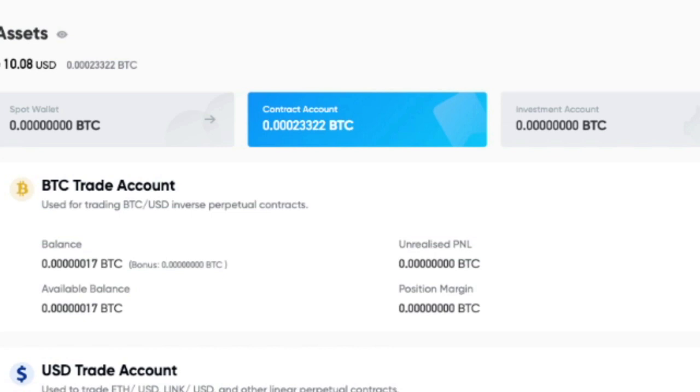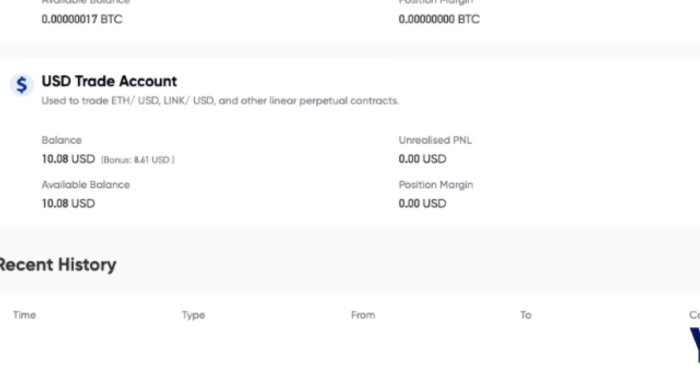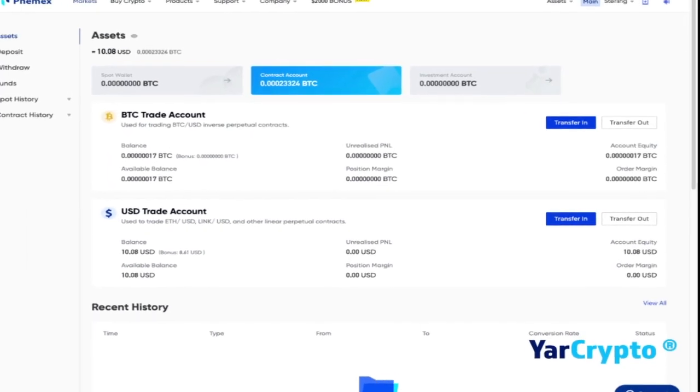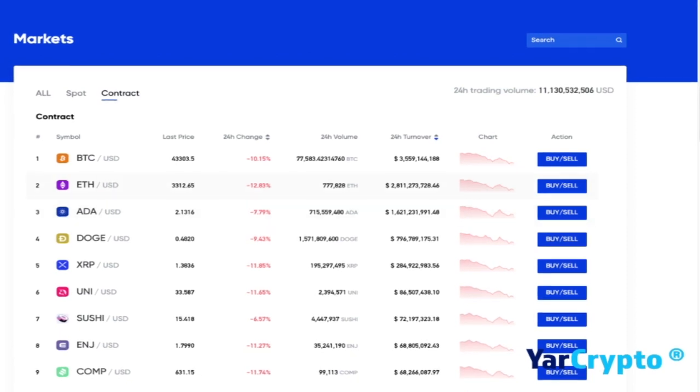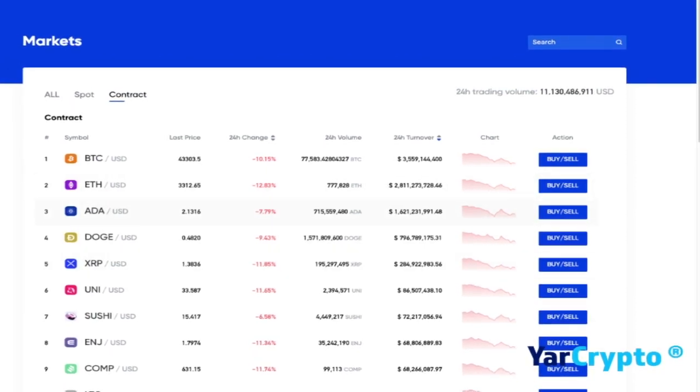So, as I was showing before, I don't have any funds in my BTC contract account or my BTC trade account. I only have $10 in my USD trade account, and that means I can't currently leverage trade Bitcoin at the moment. However, I can leverage trade any of these other assets that you see except for Bitcoin in the contract market tab. So I'm going to go ahead and click on Ethereum.